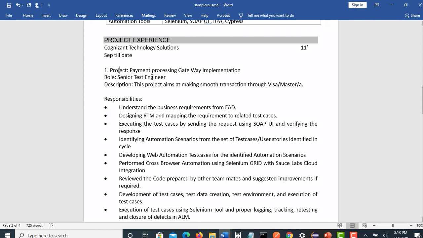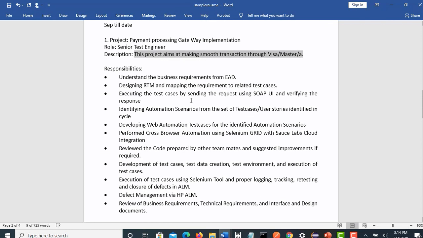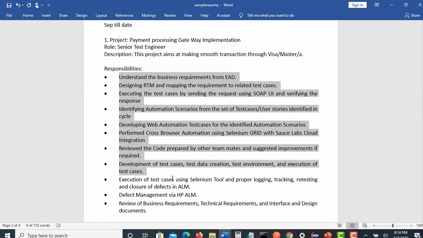I saw one resume recently, I think 2 days ago. The description was 8 lines about that project. Why do we need what that project is about? If someone wants to recruit you, they will focus on what technical responsibilities and what QA responsibilities you have handled in that project, because that is the recent one. So just give 1 line of description about the project and directly jump into responsibilities. Make sure you provide proper technical responsibilities here.